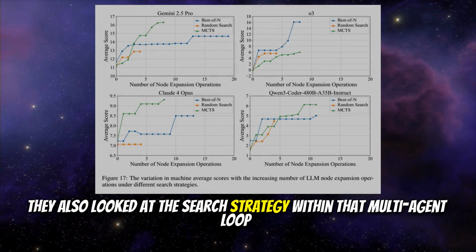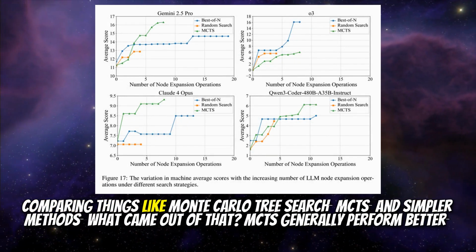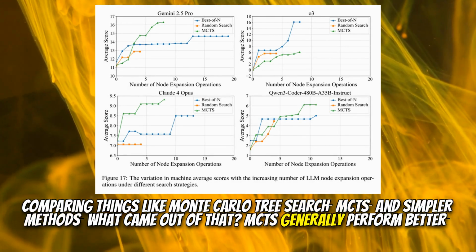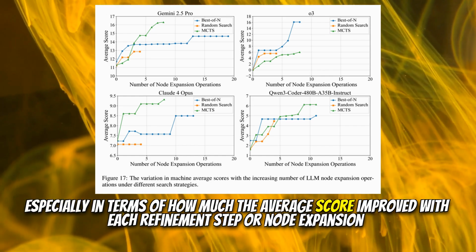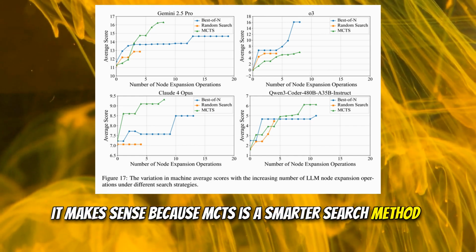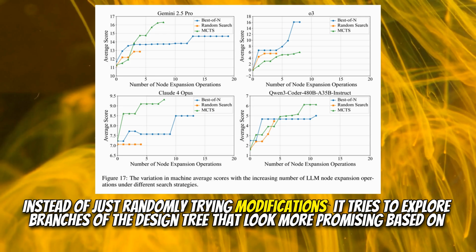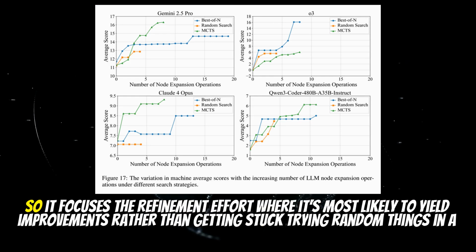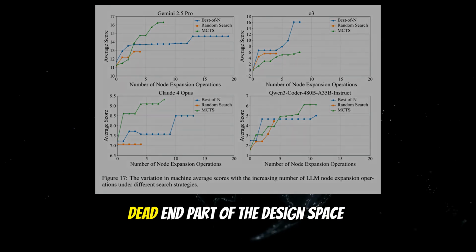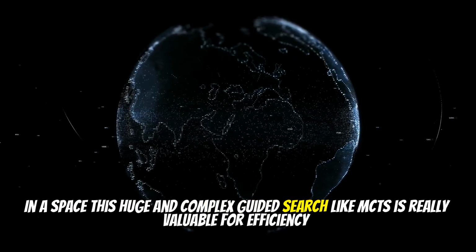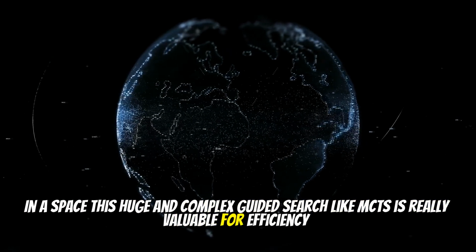They also looked at the search strategy within that multi-agent loop, comparing things like Monte Carlo tree search, MCTS, against simpler methods. What came out of that? MCTS generally performed better, especially in terms of how much the average score improved with each refinement step or node expansion. It makes sense because MCTS is a smarter search method. Instead of just randomly trying modifications, it tries to explore branches of the design tree that look more promising based on previous simulations. So it focuses the refinement effort where it's most likely to yield improvements, rather than getting stuck trying random things in a dead-end part of the design space. Precisely. In a space this huge and complex, guided search like MCTS is really valuable for efficiency.